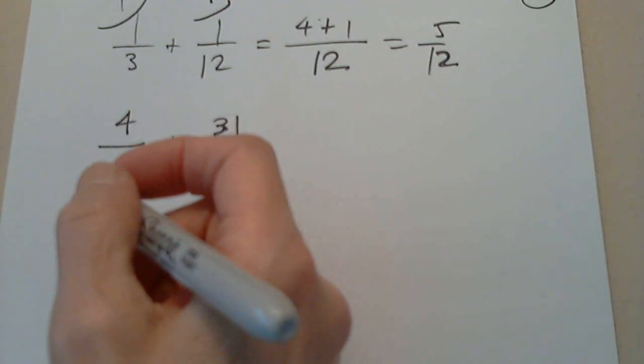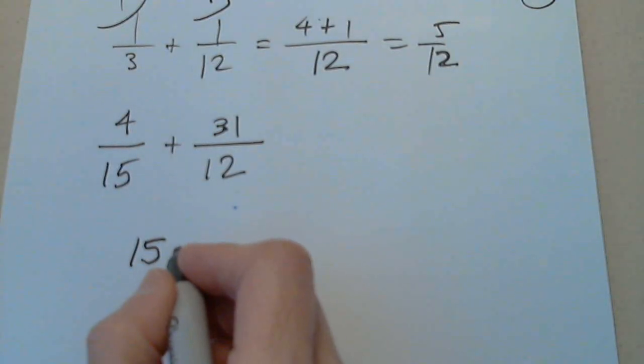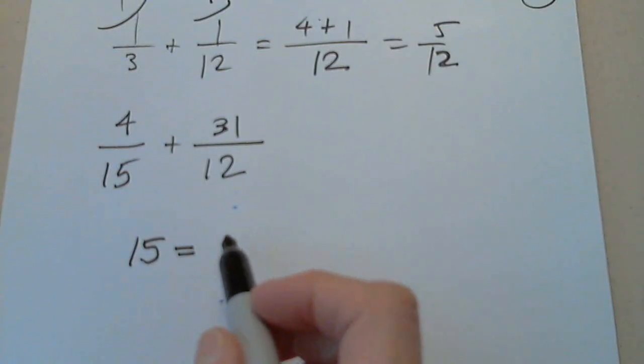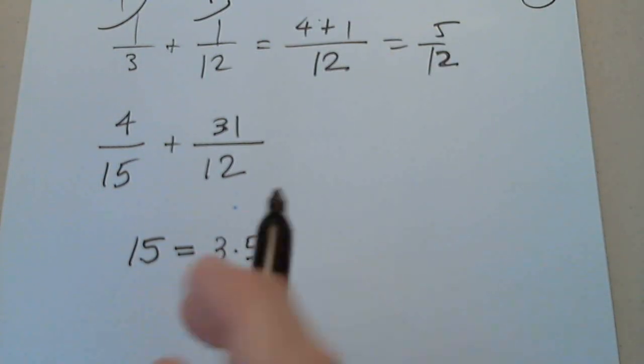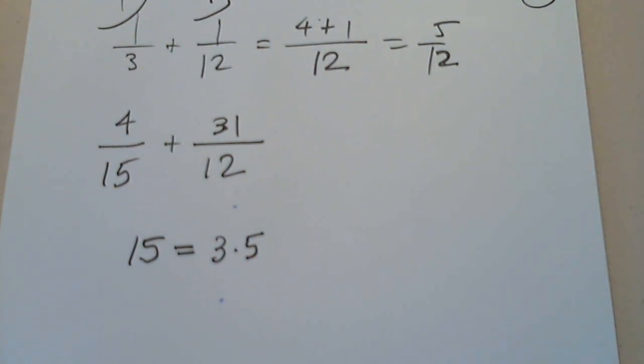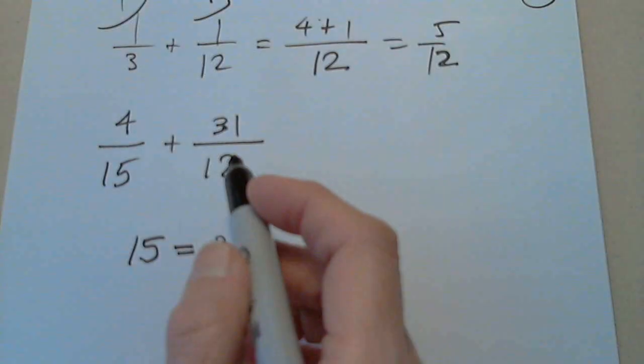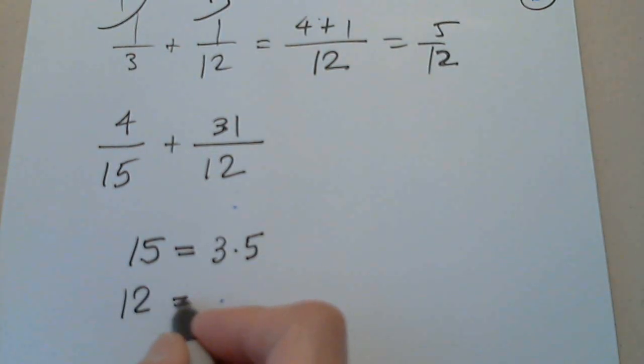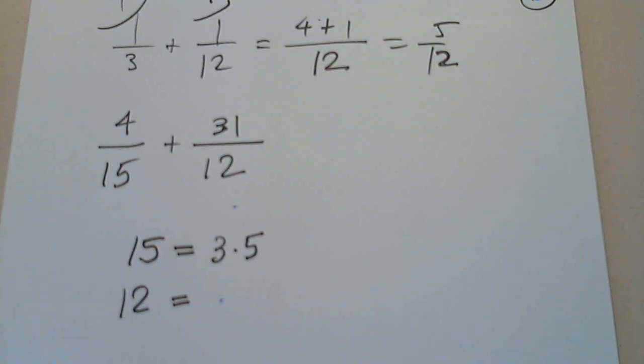meaning it will not give us the least common denominator that we want. So I take 15 aside, and I know that the prime factorization is 3 times 5. I take 12 aside, and let's find the prime factorization.